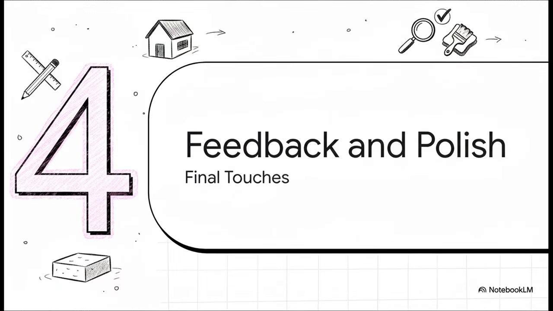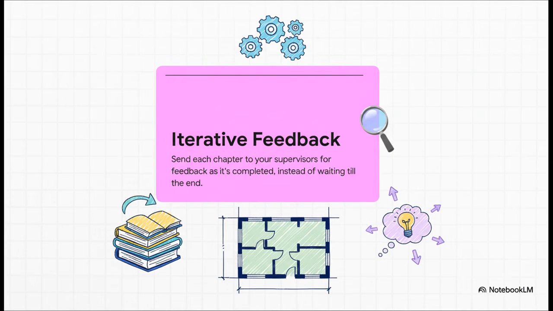All right, our structure is built, the pathways are clear, we are in the home stretch now. It's time for the final inspection and those all-important finishing touches. Now, here's a huge mistake you want to avoid: waiting until the entire thesis is written to get feedback. That is a recipe for disaster and massive, soul-crushing revisions. Instead, you want to use an iterative process. As you finish each chapter, send it to your supervisors. That way, you catch problems early and make small corrections as you go.